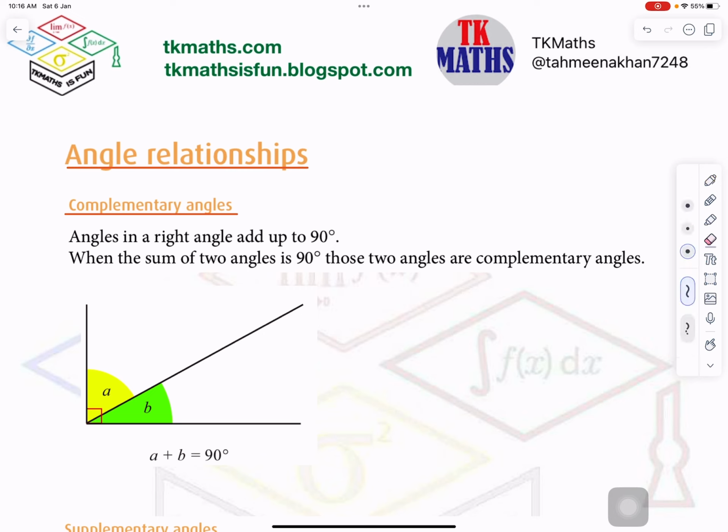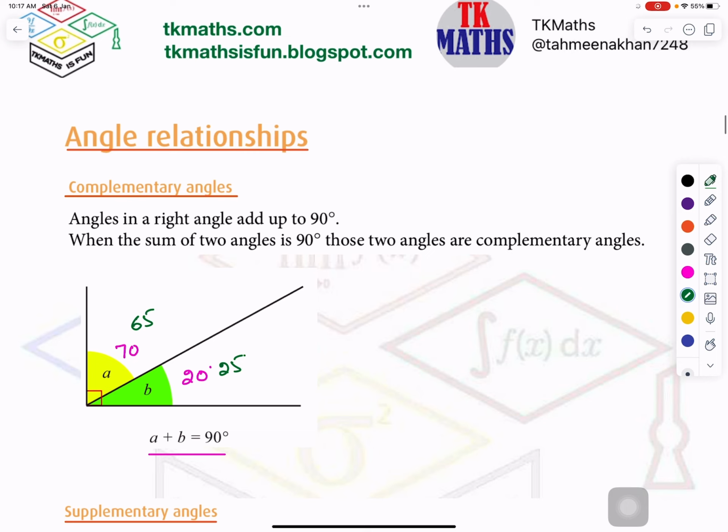Now, complementary angle, as it is written here: when you add up two angles, if the sum is 90 degrees, then those angles are called complementary angles. So for example, if this is 20 degrees, then what will angle A be? 70 degrees, because 70 plus 20 is 90. Similarly, if this is 65, then this angle will be 25 degrees. So when the sum of two angles equals 90 degrees, they are called complementary angles.